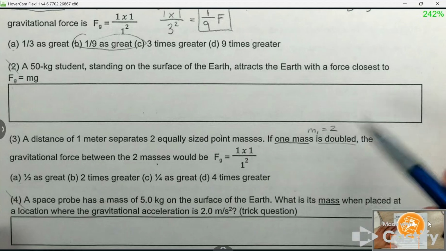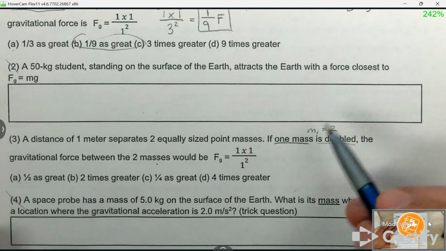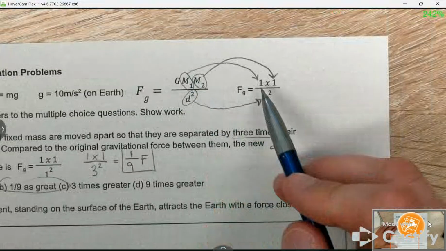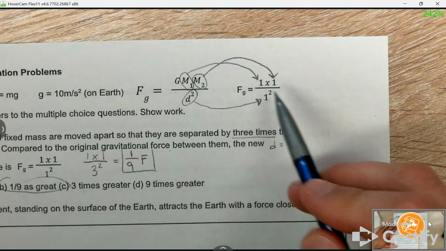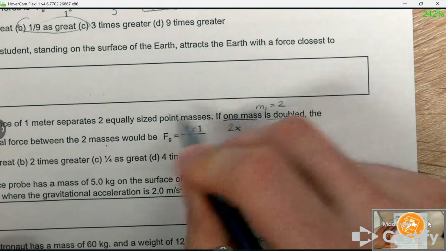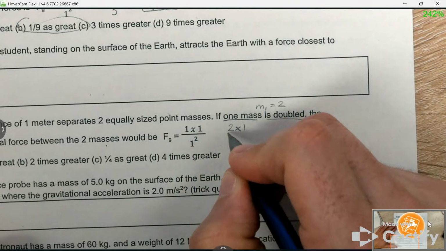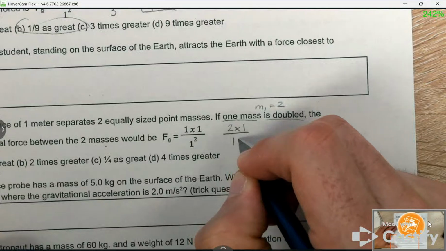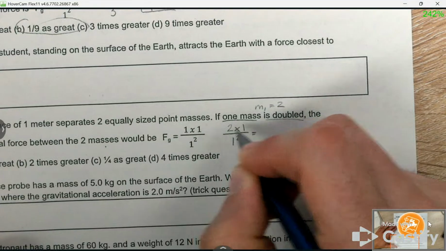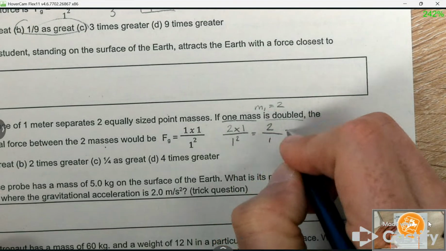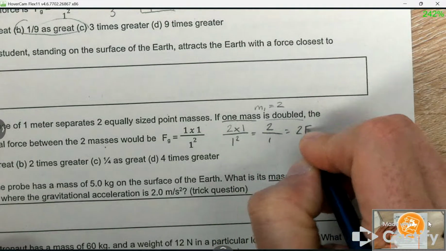How would that change? Well, if this is the only thing I change, the first mass, M1, instead of a 1, I'm going to make it a 2. They never said anything in here that we changed the other mass, so we leave it as a 1. And they didn't tell us that we changed distance, so we leave it as a 1. You have to square distance and then play this out. 2 times 1 is 2. 1 squared is 1. It just reduces to 2. 2 times the force.